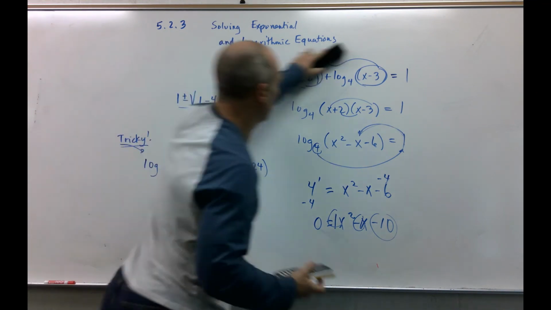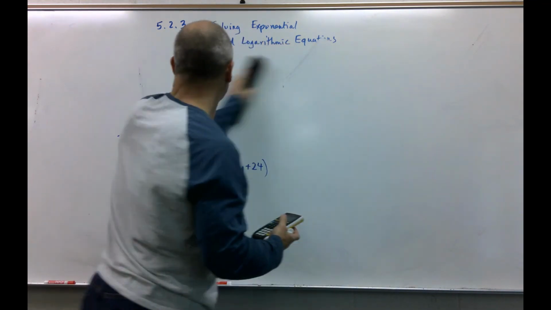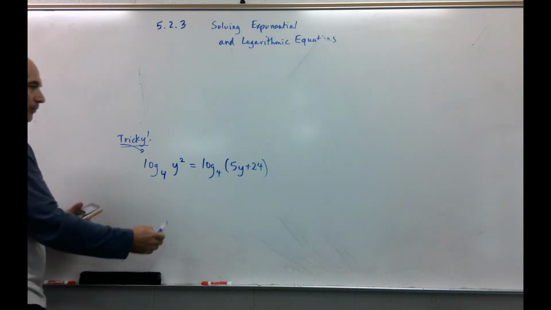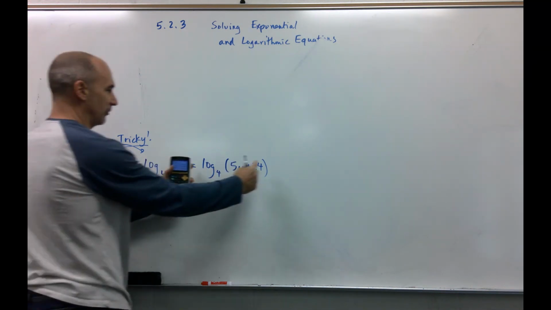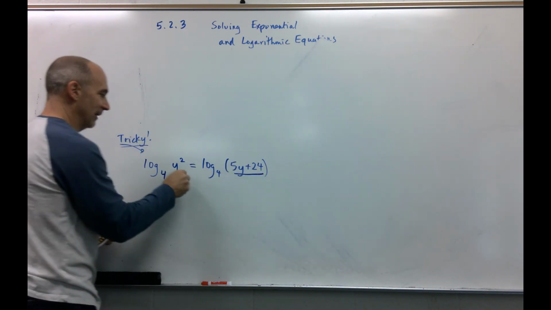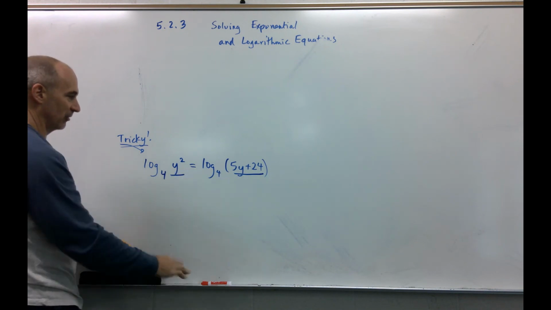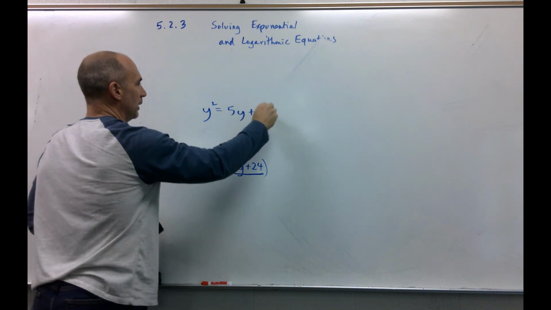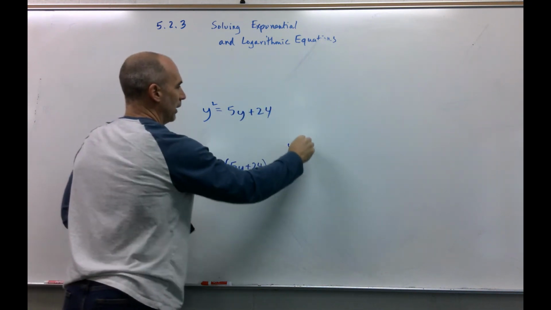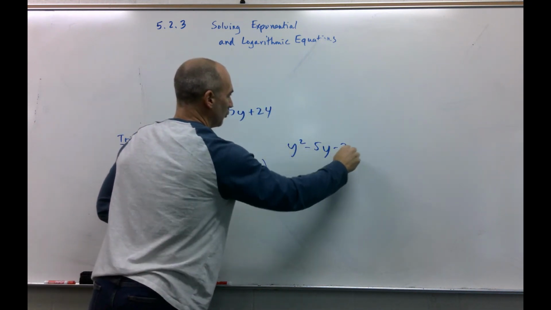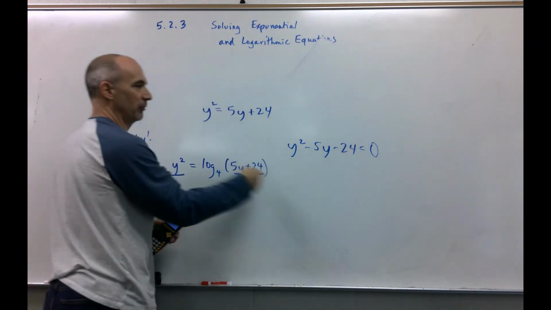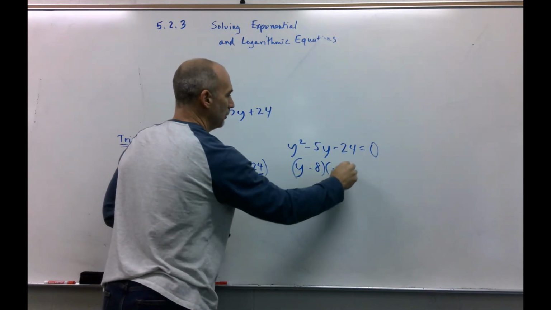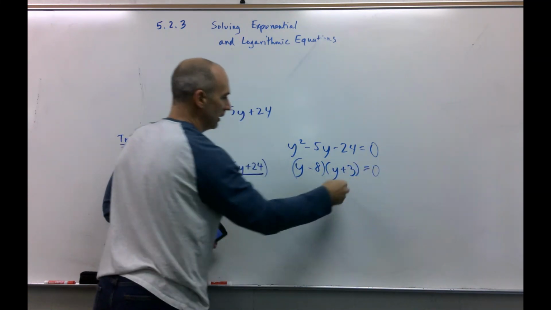Last one, if I can squeeze this one in. All right, this one's got some trick to it. So I look at this and I go, hey, there's a log on this side, there's a log on this side. That means this stuff has to equal that stuff. And the logs just disappear. So y squared equals 5y plus 24. So y squared minus 5y minus 24 equals 0. And you're like, well, what's the tricky part of this? Well, y minus 8 and y plus 3 equals 0. And you're like, sweet, this one's working out.